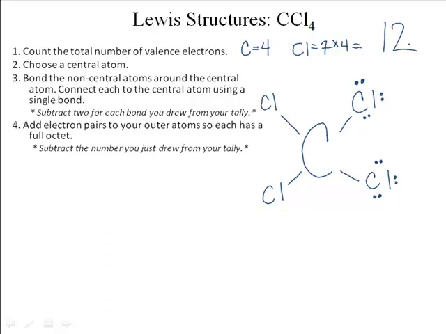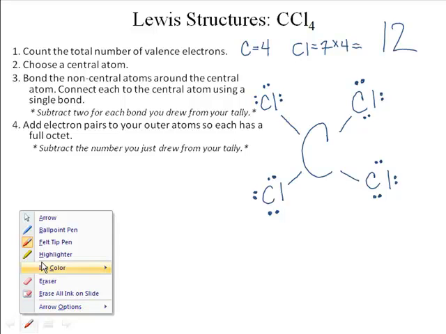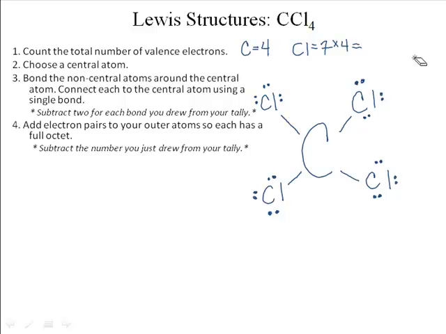Now I move on to the next chlorine. At this point, you've probably noticed a trend. This chlorine has access to 2 electrons, so I'm going to provide it with 6 more. And I would subtract that 6 from my tally. The last chlorine is exactly the same. It also has 6 electrons, so I'll subtract that from my tally. And notice at this point, I'm now down to 0 valence electrons.